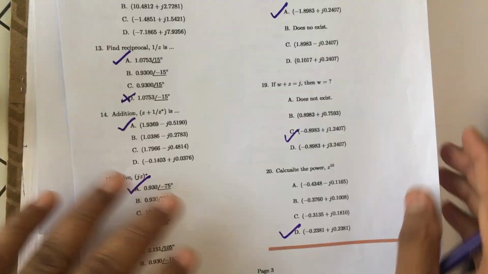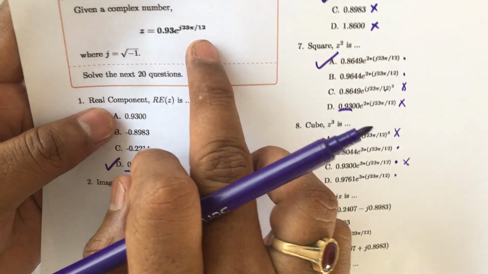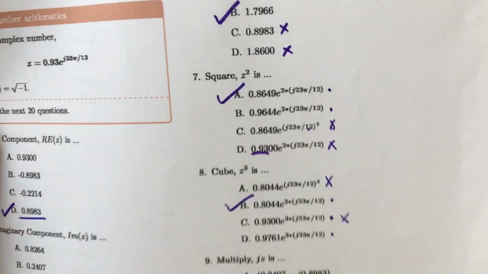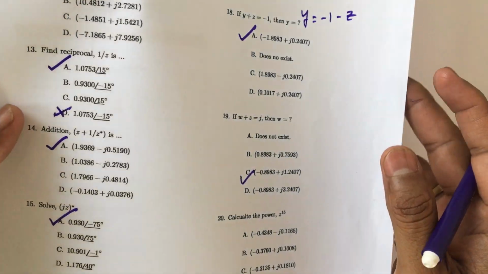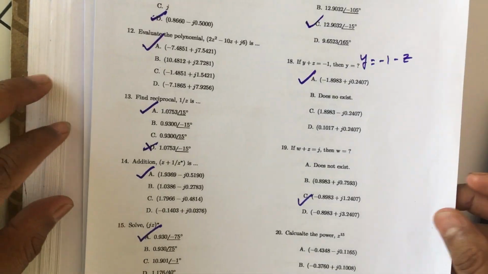So that's it. We have a simple question where only one complex number is given, and all kinds of operations are done on this complex number. With the help of the calculator, I explained how to solve this.